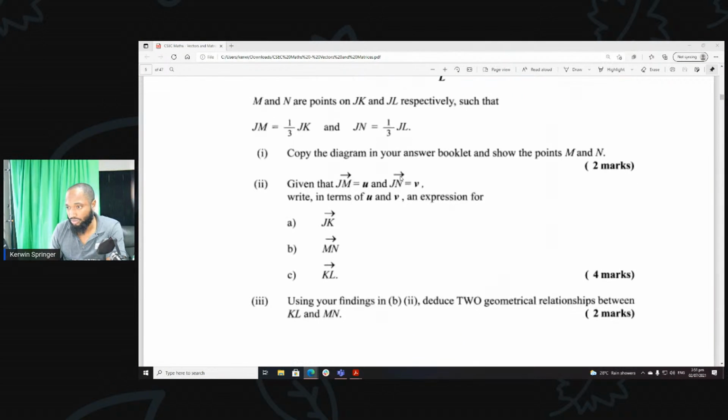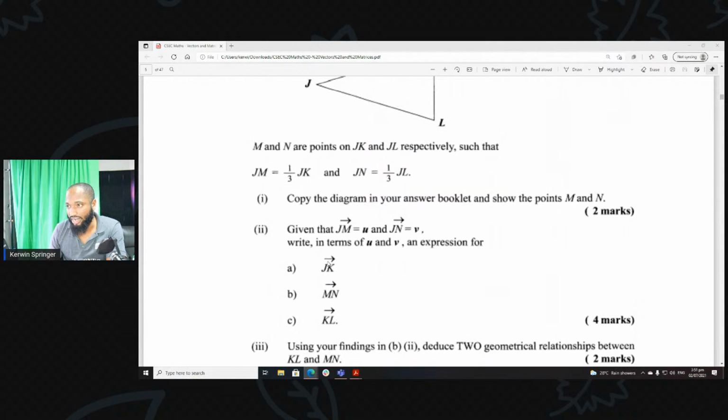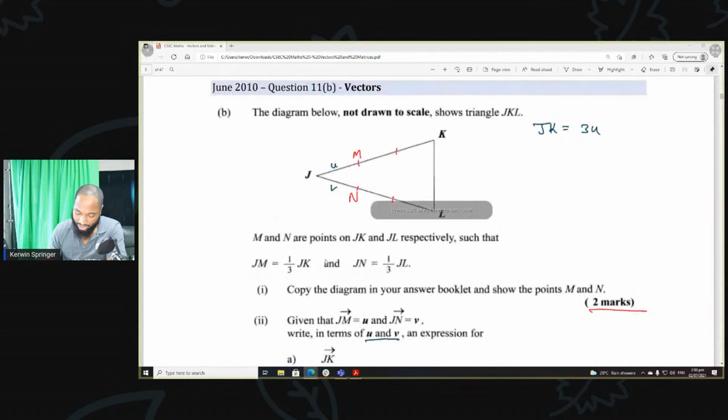Stress. MN and KL. MN. M to N. Ooh, M to N. MN means you need to go down here and then forward there. So it's like you're going negative U plus V.